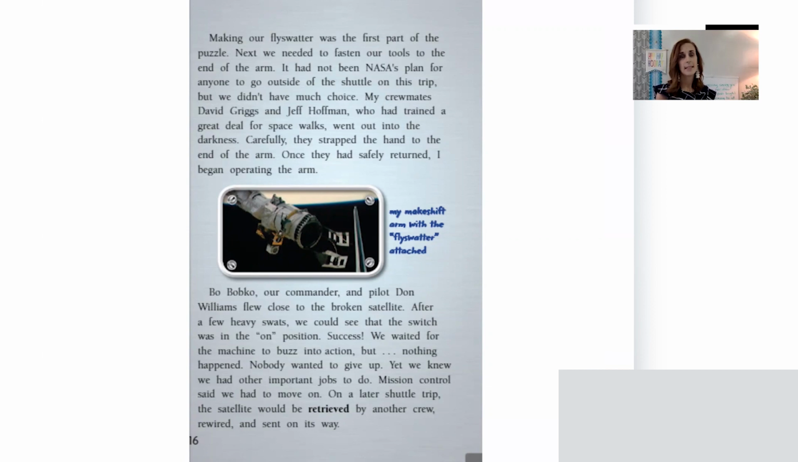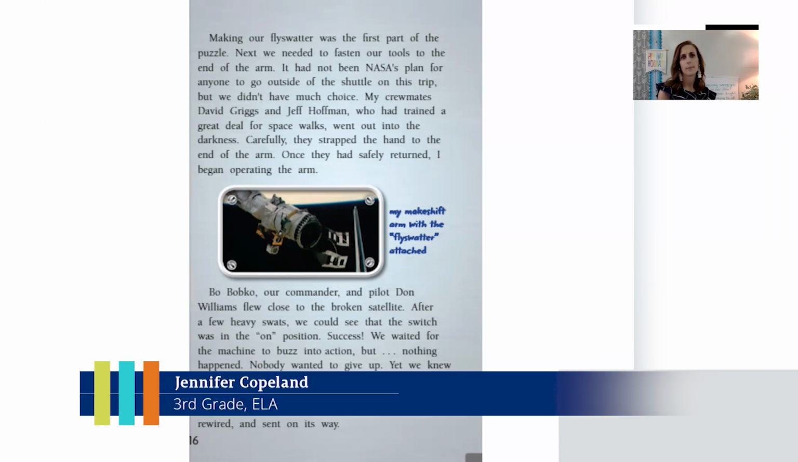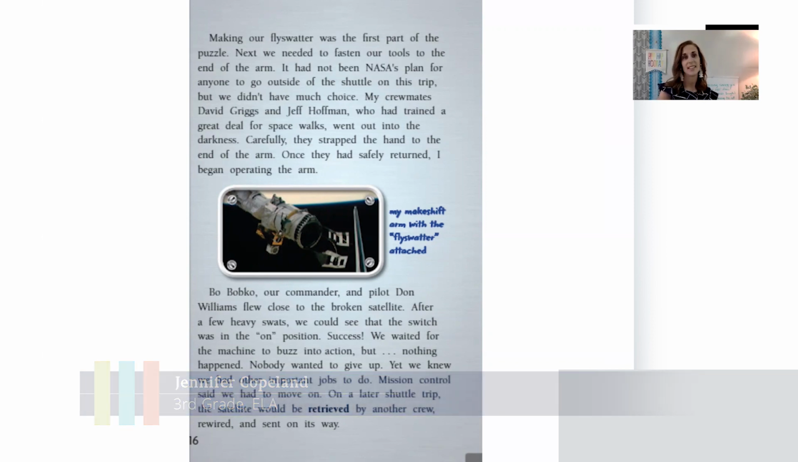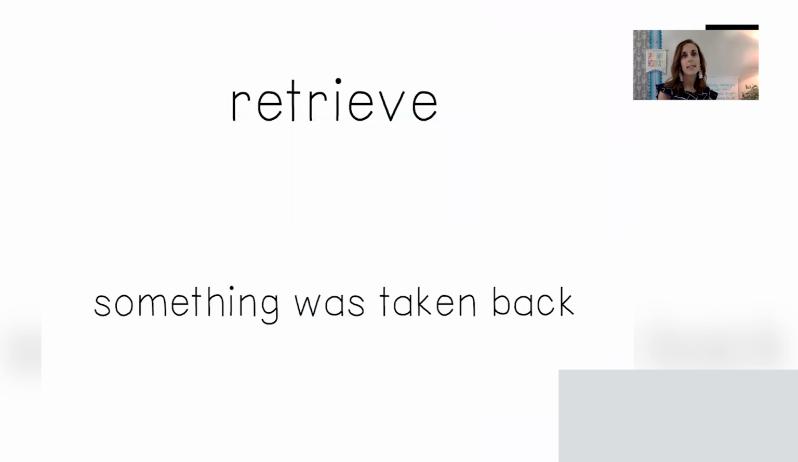The last sentence said, on a later shuttle trip, the satellite would be retrieved by another crew, rewired, and sent on its way. Based on the information in this sentence, what does retrieve mean? The sentence doesn't give us the exact definition, but you did it. Yes, retrieve means something was taken back. I heard you understand the satellite was taken back to Earth and then returned to space after it was repaired. Take a moment and write down the definition of retrieve on your paper.